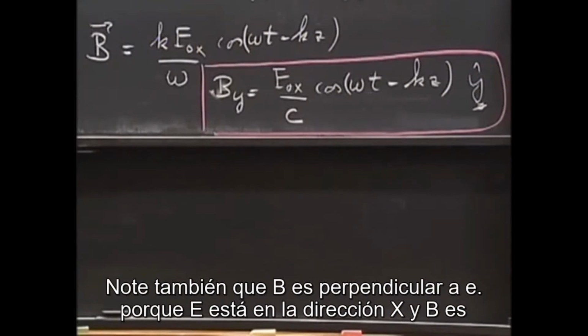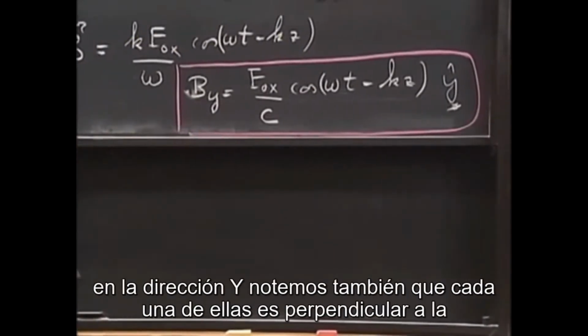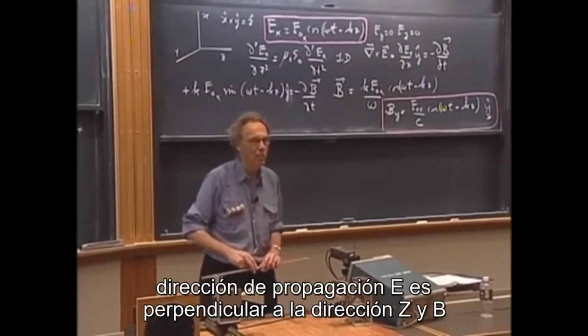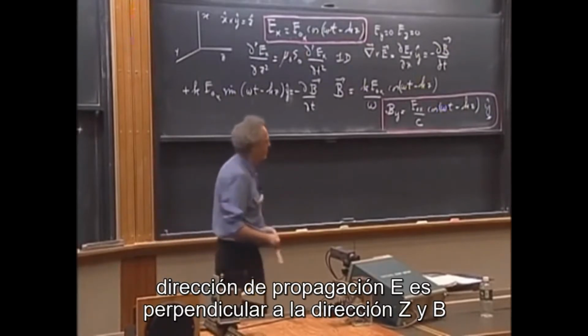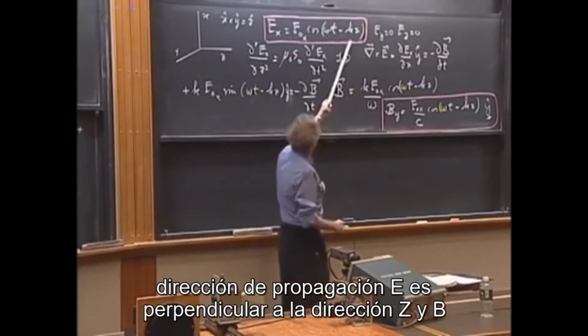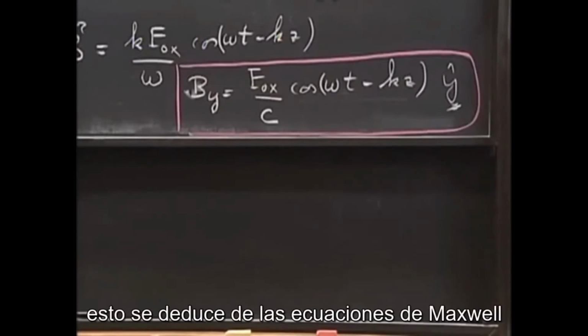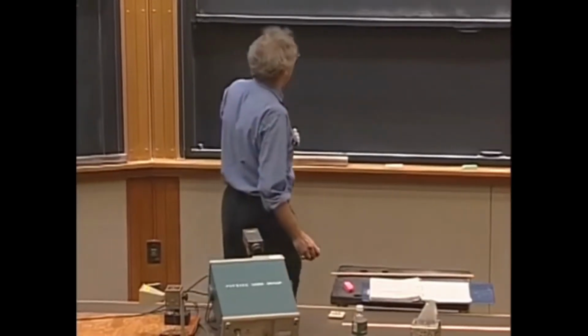Notice also that B is perpendicular to E, because E is in the x direction and B is in the y direction. Notice also that each one of them is perpendicular to the direction of propagation. E is perpendicular to the z direction, and B is perpendicular to the z direction. And all this follows from Maxwell's equations.